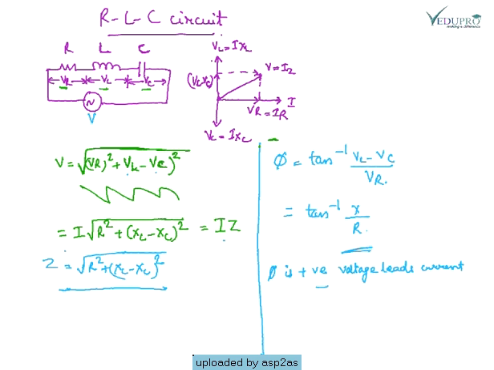If phi is positive, the voltage leads the current; this is when XL is greater than XC. And when phi is negative, it implies that the voltage will be behind the current.